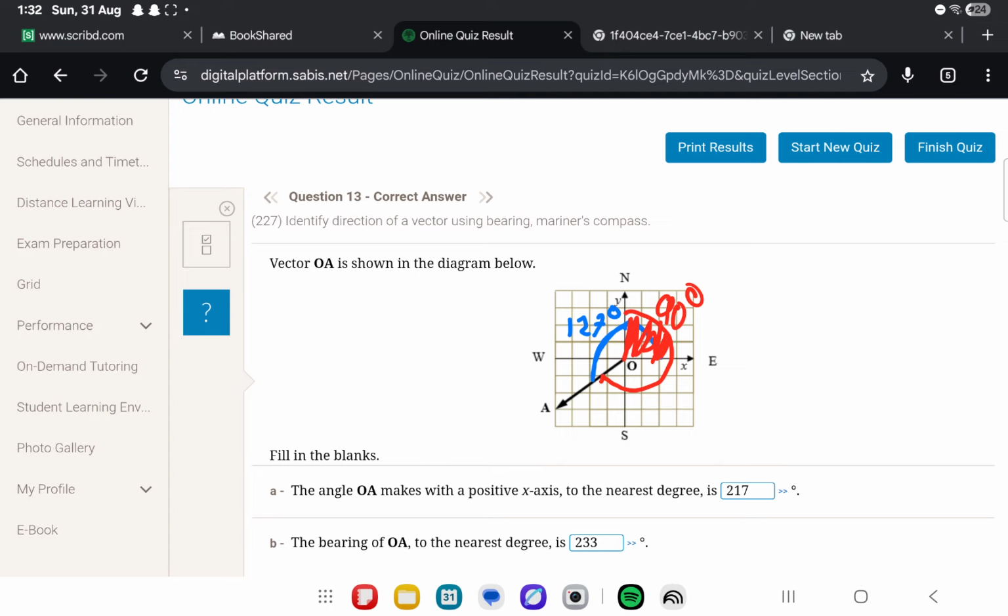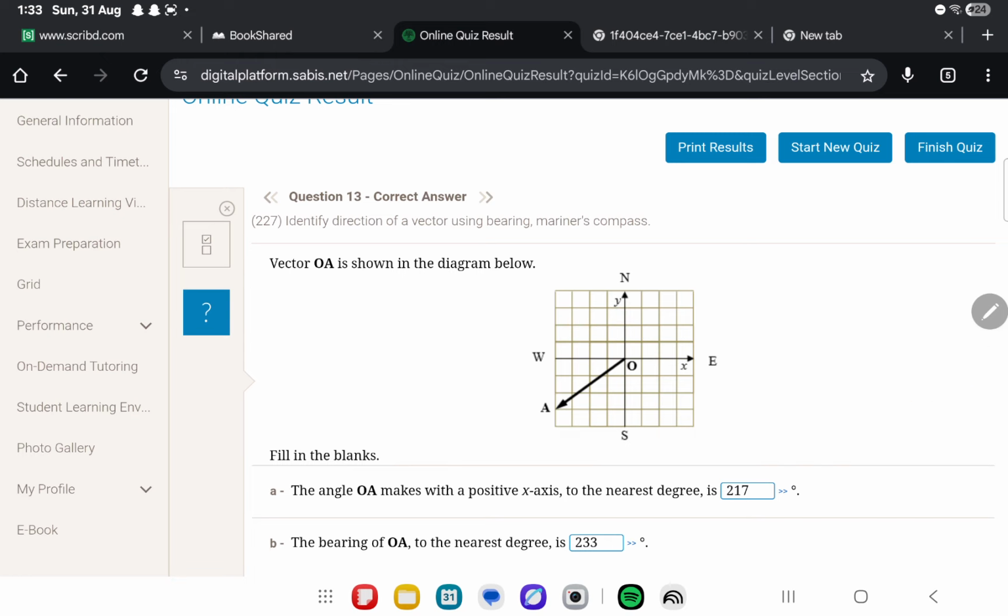So without this 90 degrees, it's actually 127 degrees, right? Okay, we agree on that. Without the 90 degrees that we have in the first quadrant, which is this part here, we have 127 degrees. So what we're going to do is 360 minus 127, because that will give me the angle from the clockwise direction, not the counterclockwise direction, which is 233 degrees.